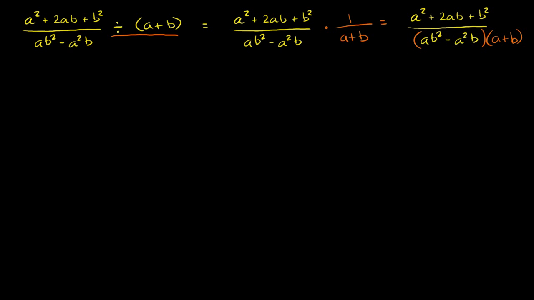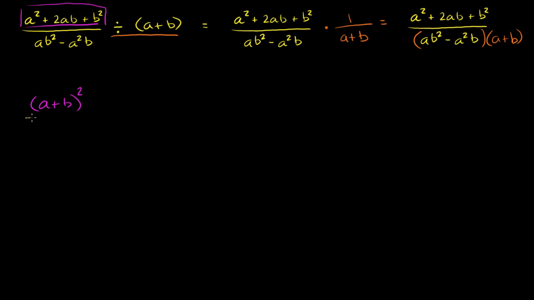So let's see if we can simplify it. Our numerator here, a squared plus 2ab plus b squared, you might recognize that. That is a perfect square. Let me color code it. That numerator is the same thing as a plus b squared, or a plus b times a plus b, because you have a squared, you have b squared, and then you have 2 times a and b right in the middle. That is a perfect square. Multiply it out if you don't believe me.